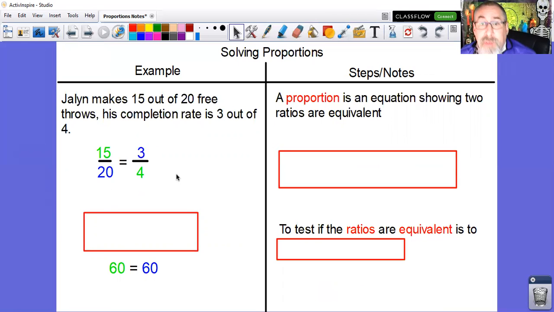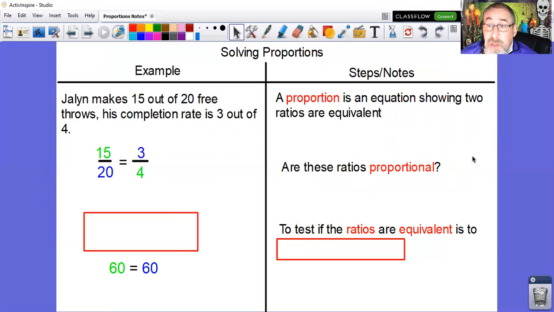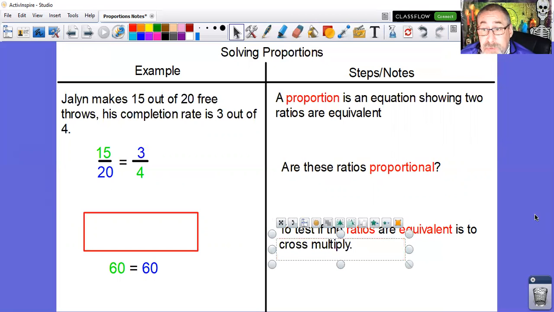So here we have a question. Jalen makes 15 out of 20 free throws. His completion rate is 3 out of 4. We want to determine if this is a proportion. Of course, we know a proportion is an equation showing 2 ratios are equivalent. So are they proportional? How do we do that? To test that, it's a real simple process. We cross multiply.